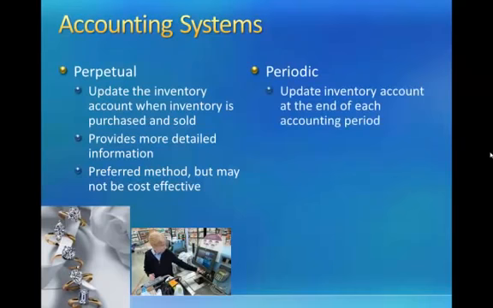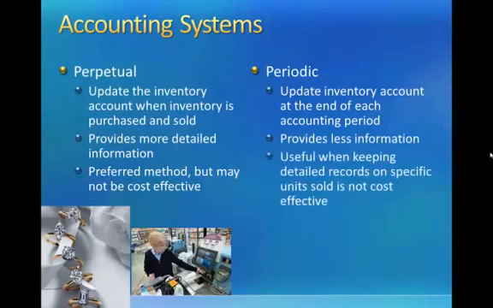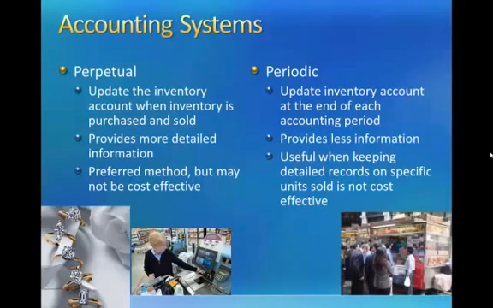The periodic system only updates the inventory account at the end of each accounting period. Accordingly, it provides less information than a perpetual system. However, it's useful when keeping detailed records on specific items sold is not cost effective. An example of a business that would use a periodic system might be a street vendor. A street vendor has many different low-cost items, but does not have a computerized accounting system to keep detailed records as to which specific item is sold.